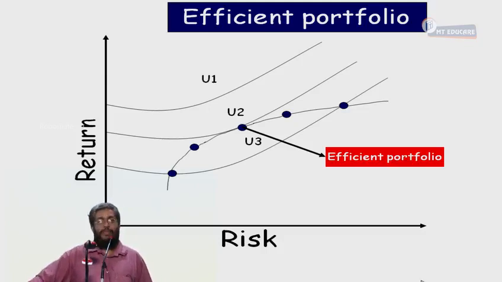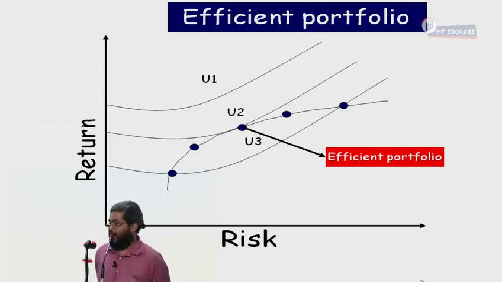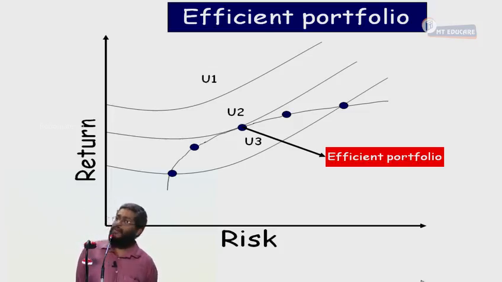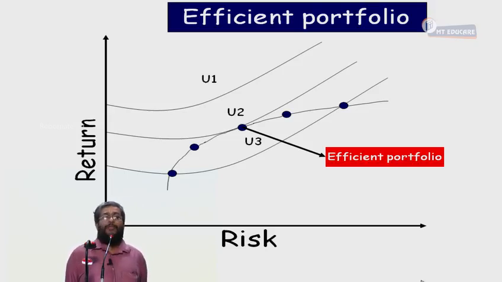Point number 2. Utility curve represents investors' preferences, while efficiency frontier represents the best available portfolios in the market. Everybody, are you all following or not? Next. Point number 2 or 3?